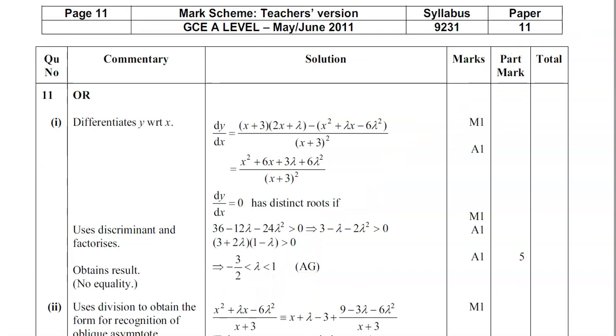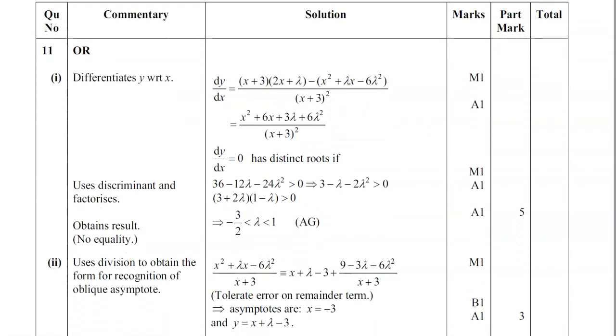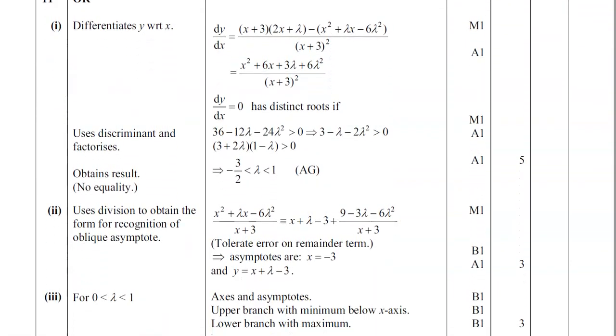Alright. And if we look at the marking schedule for that question so far, it just says have the right axes and asymptotes, have the upper branch with its minimum below the x-axis, which we did, and then the lower branch should have had the maximum, local maximum. So yeah, those were the 3 marks came from.